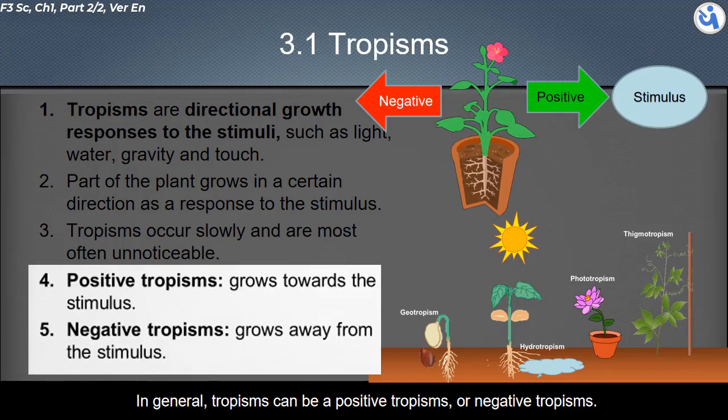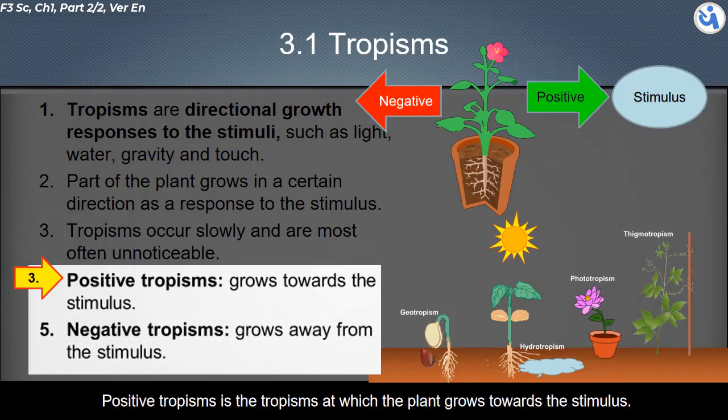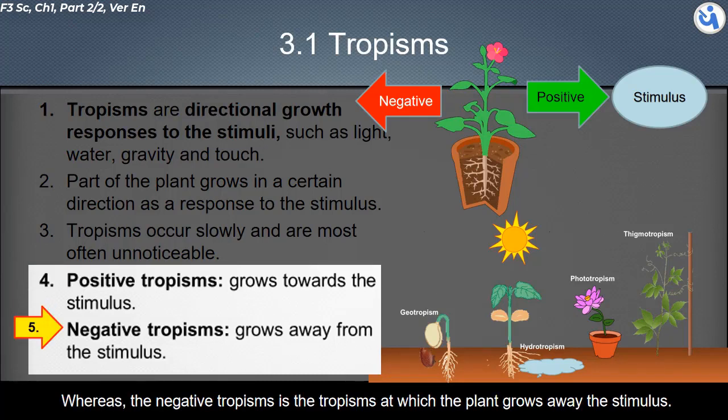In general, tropisms can be positive tropisms or negative tropisms. Positive tropism is the tropism at which the plant grows towards the stimulus, whereas negative tropism is the tropism at which the plant grows away from the stimulus.